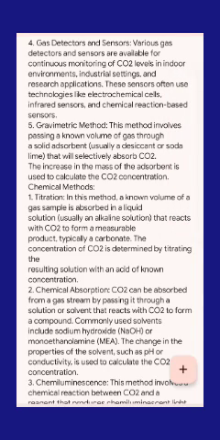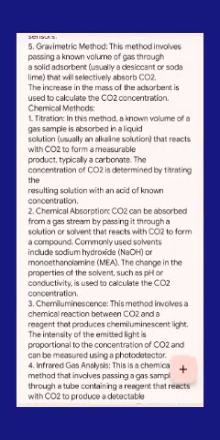5. Gravimetric method. This method involves passing a known volume of gas through a solid adsorbent, usually a desiccant or soda lime, that will selectively absorb CO2. The increase in the mass of the adsorbent is used to calculate the CO2 concentration.